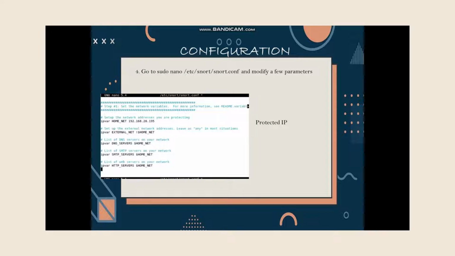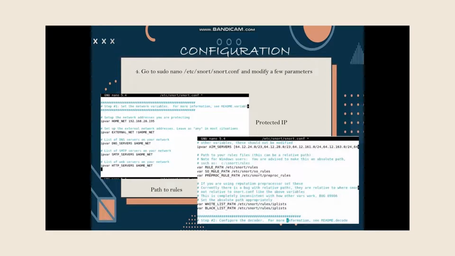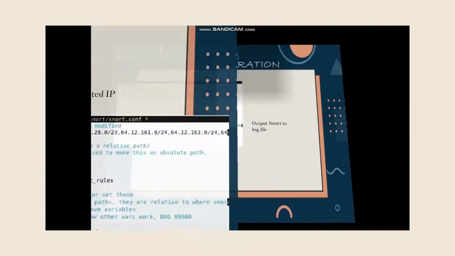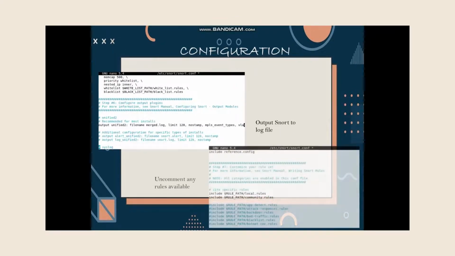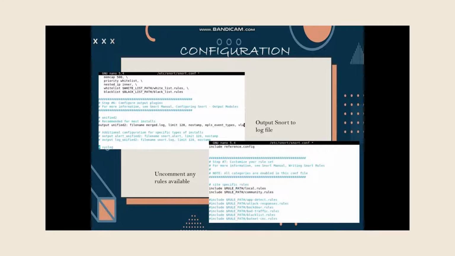First is the protected IP address. Next, the path to the rules. The output, Snort to log file. And we have to uncomment any rules available and comment any rules that are unavailable.